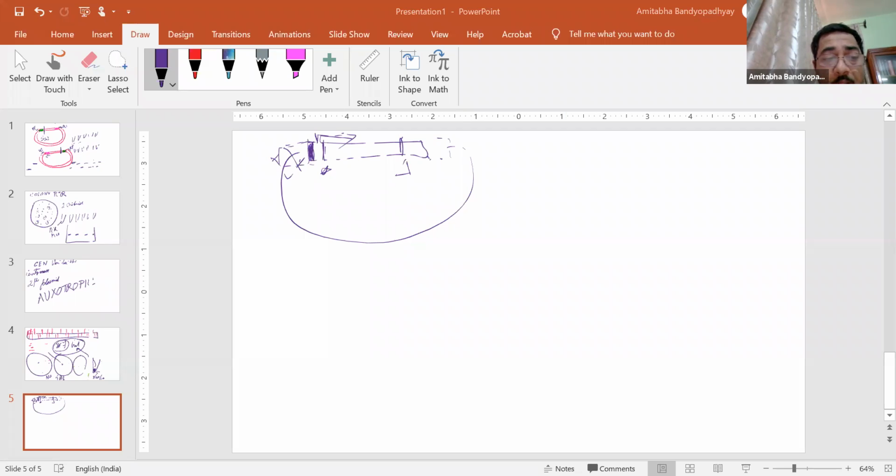So have you all moved up to that part where cDNA library construction is shown, or should I cover it in the next discussion class? Sir, I have covered it, but I have to look into the cDNA formation, that is the mRNA to DNA formation, a bit in detail.